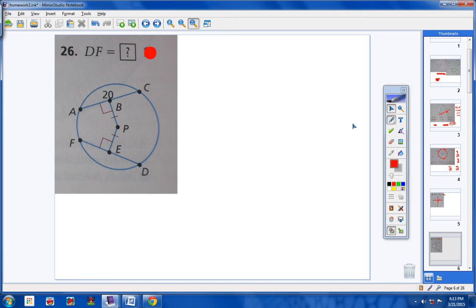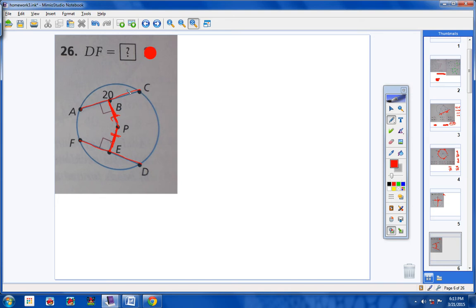Number 26. Now, notice we have a chord here and a chord here, and both of these chords are equidistant from the center of the circle. This line here is congruent to this line here, and they're perpendicular, which they have to be, because you cannot say that a point is a certain distance from a line unless it's a perpendicular line. So this distance here is the same as this distance here.